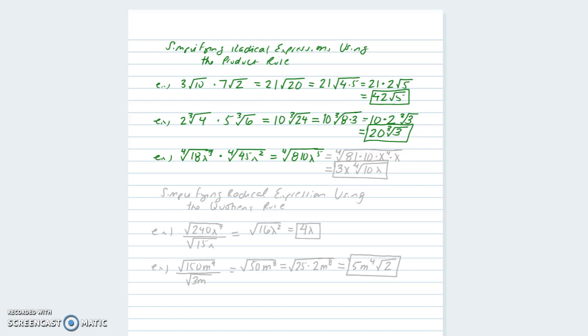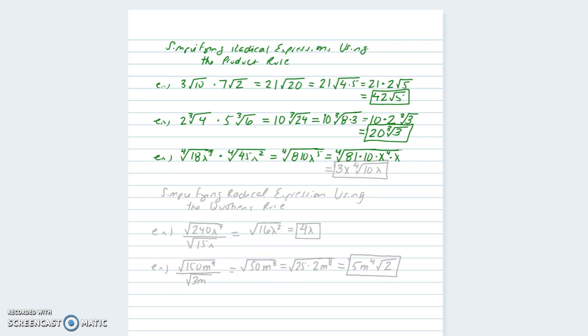So now let's break this down. We want to find a perfect 4th power within 810. Well, the perfect 4th power happens to be 81. So we have 81 times 10. So now with x to the 5th, we want to find a perfect 4th power in x to the 5th. That happens to be x to the 4th. So let's continue to simplify this.